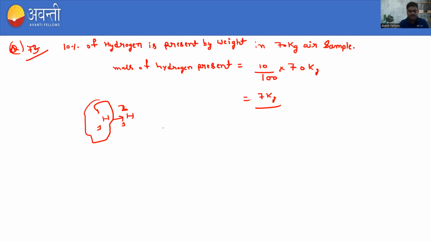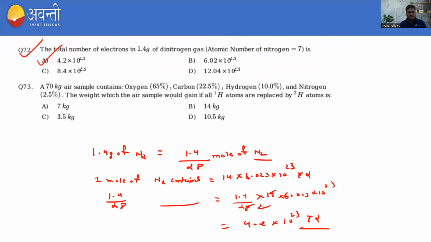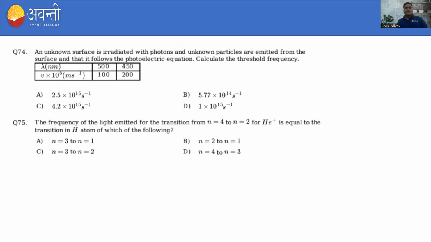So what is the total mass then? There is an increase of 7 kilograms, right? So the weight which the air would be if all H atoms are replaced by this. So in this question, the 70 kg air sample contains hydrogen, and they are asking for the weight the air sample would gain. How much more weight will it gain? Earlier it was 7, 7 kilogram more gained, right? So this is the 7 kilo.